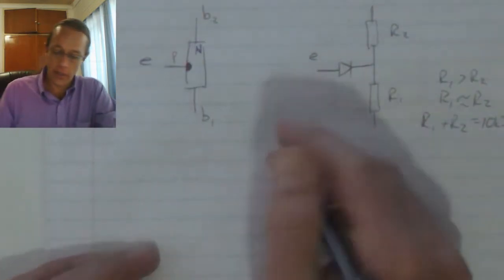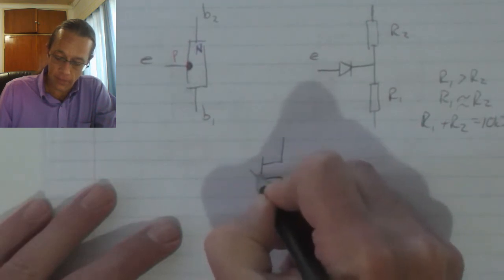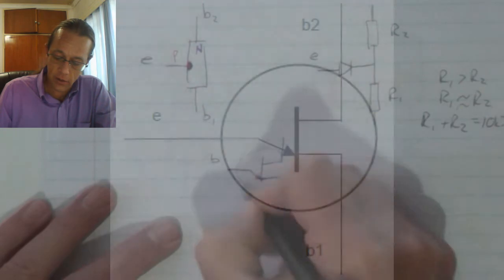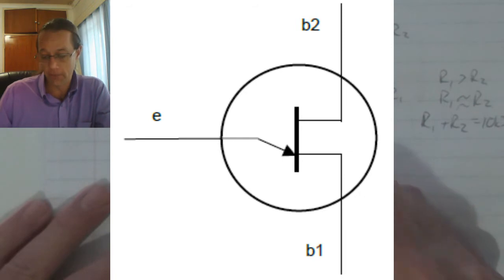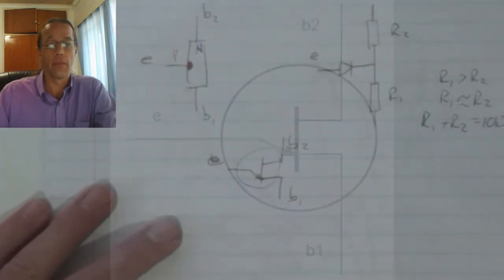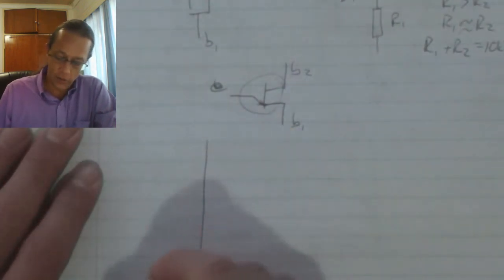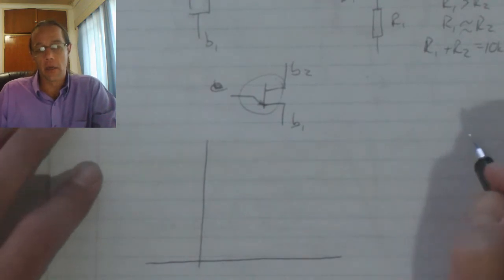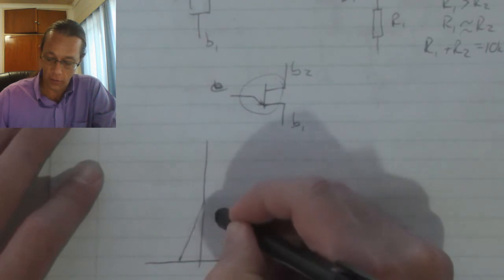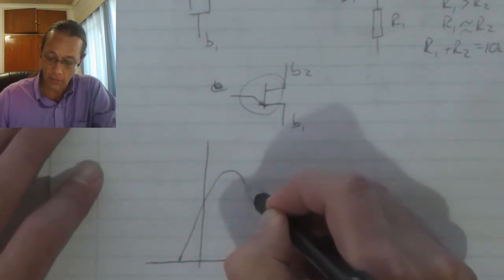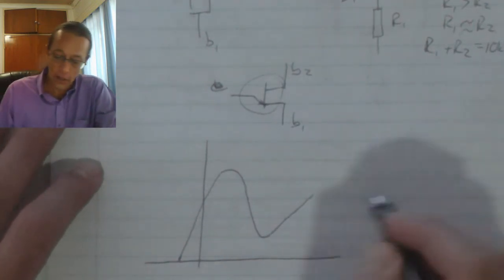The symbol for the Unijunction transistor: we've got the emitter, then we've got base 2 and base 1. And the characteristic for the Unijunction transistor goes in line with the actual operating circuit, or the circuit in which we find it, which is a spike generator or a ramp generator.